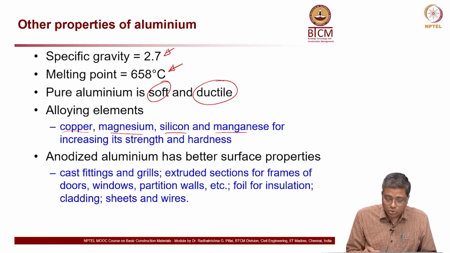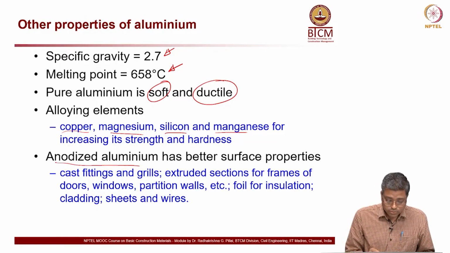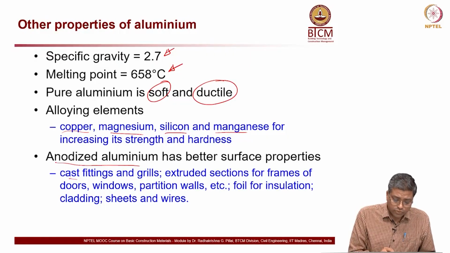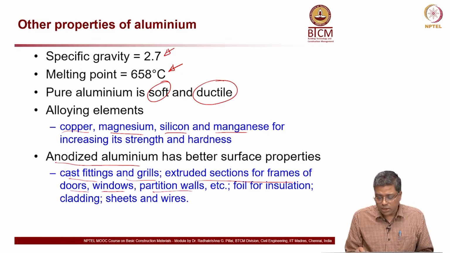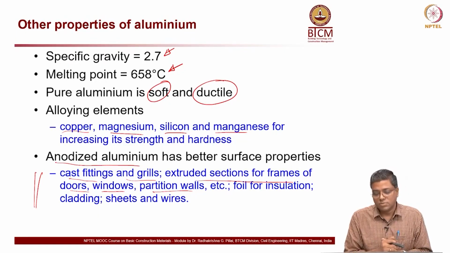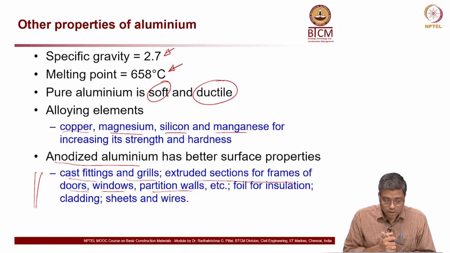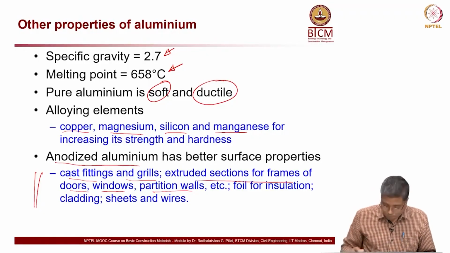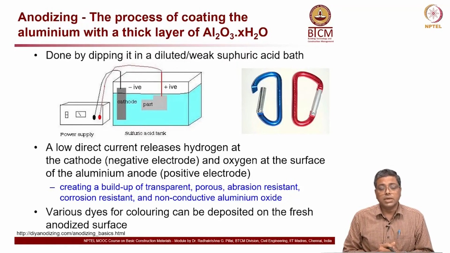And another way to enhance the properties is anodizing the aluminum, which is used for cast fittings, grills, extruded sections for frame, doors, windows, partition walls. So you can notice all these are really non-structural elements. They are not part of the major beams and columns in a building. So I will just show you how this anodizing is being done.